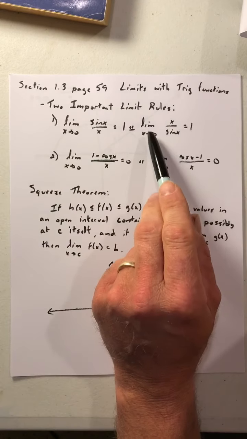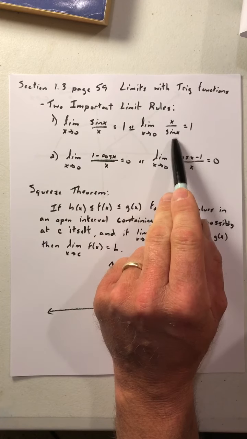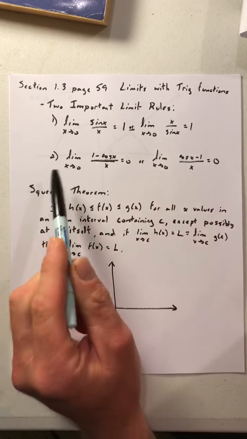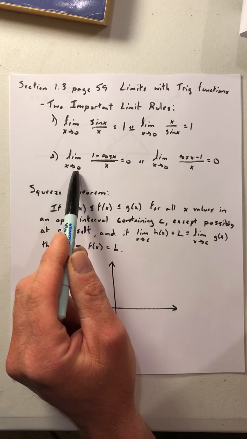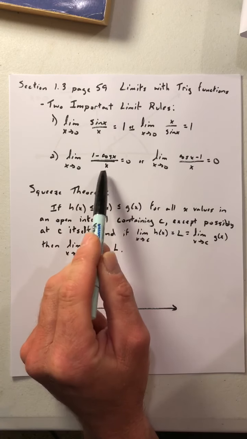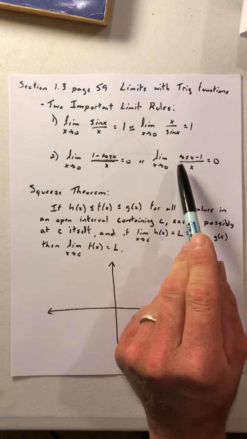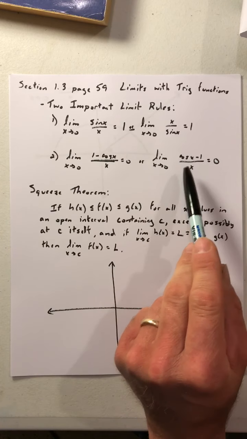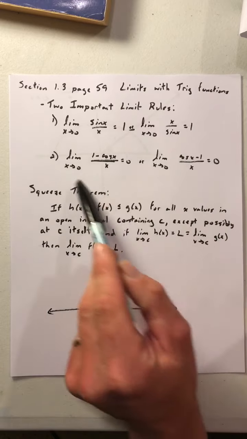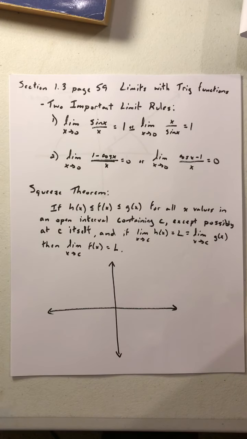Another way you can look at it is the limit as x goes to 0 of x over the sine of x equals 1. And the second one is the limit as x goes to 0 of 1 minus the cosine of x over x is going to equal 0. Likewise, the limit as x goes to 0 of the cosine of x minus 1 over x equals 0. So these are two rules that you really want to remember, and we're going to use quite a bit within this section.